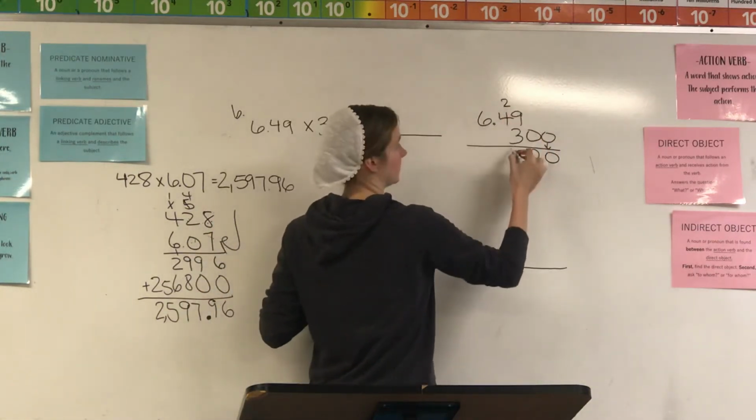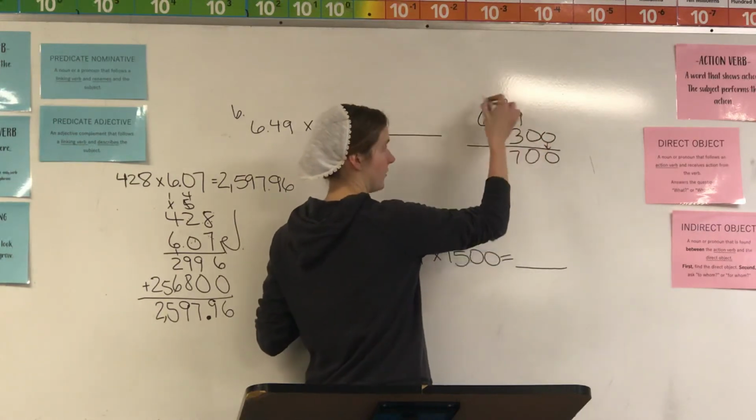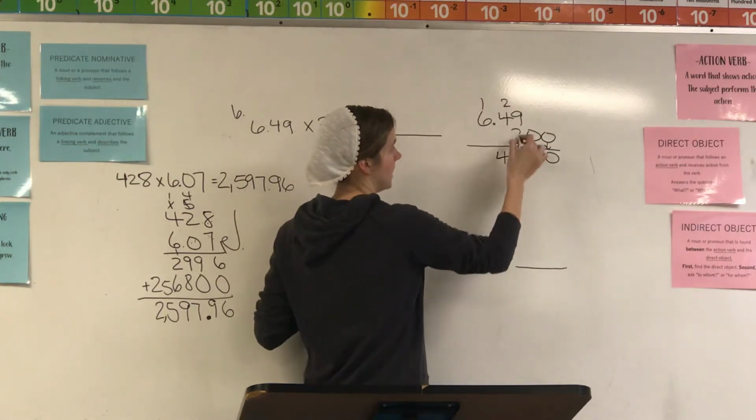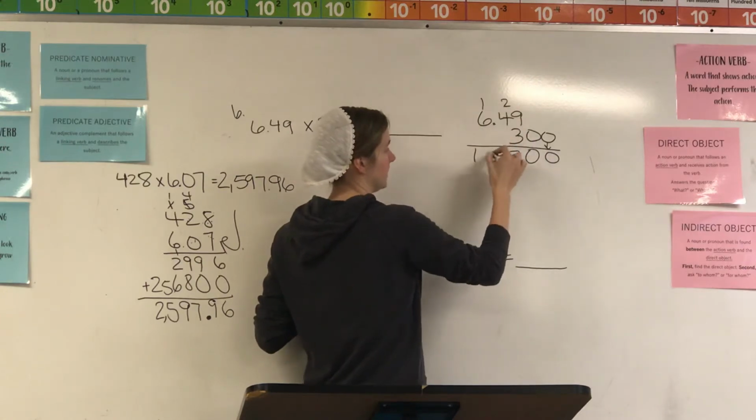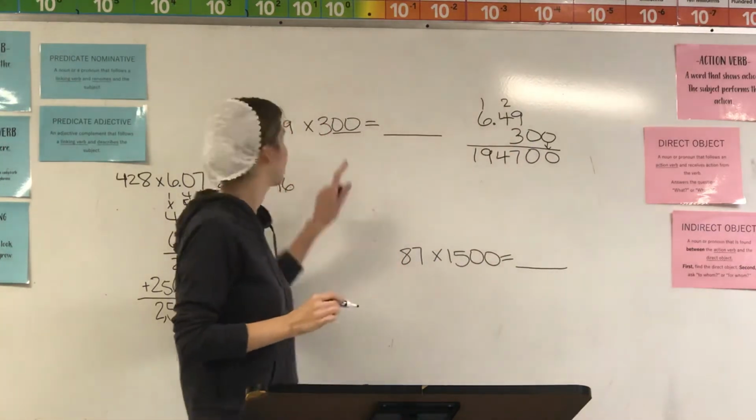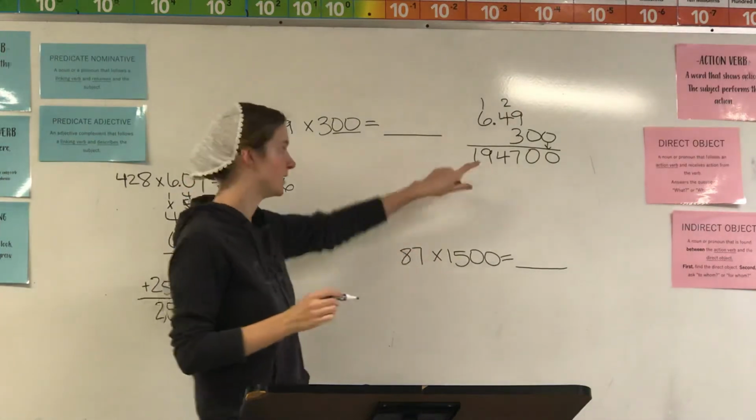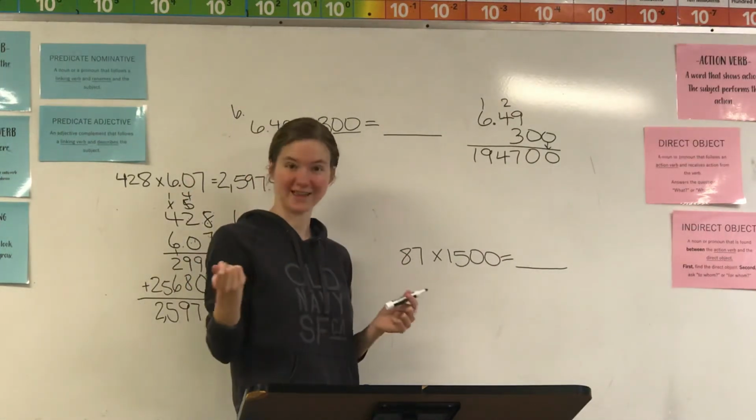9 times 3 is 27, 4 times 3 is 12, plus 2 is 14. 6 times 3 plus 1 is 19. Look at that. We multiplied 6.49 times 300, and we did it in one row. Just like that.